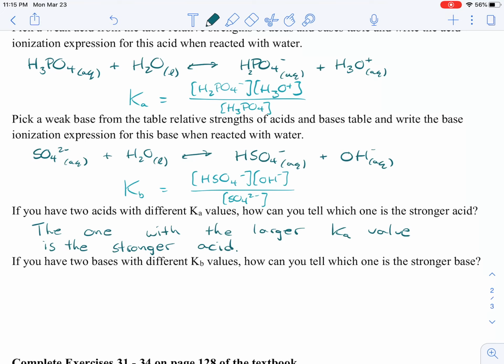You can tell because on the top of the fraction for Ka, the higher the Ka value, the higher the concentration of hydronium in solution. And if you have two bases with different Kb values, how can you tell which one is the stronger base? Well, the one with the larger Kb value is the stronger base.